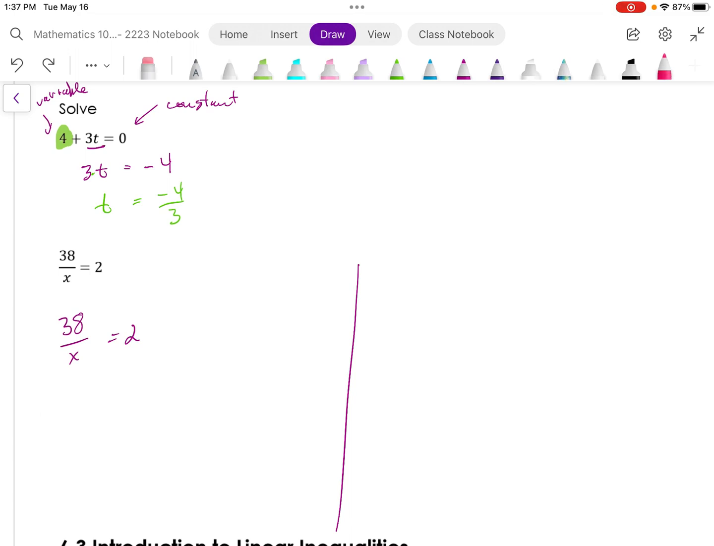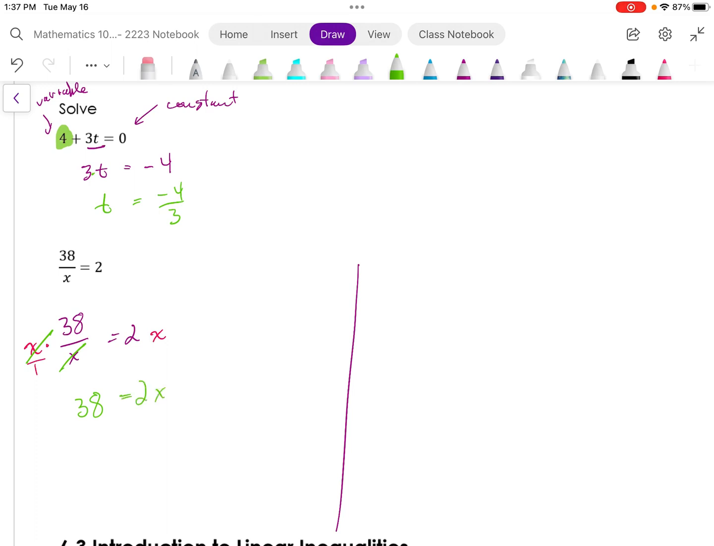Here's what I'm going to do. I get the clever idea that I'm going to multiply both sides by x. Really, on the left-hand side, I have a common factor of x in the numerator and the denominator. So those x's cancel each other out. So I get 38 is equal to 2x.